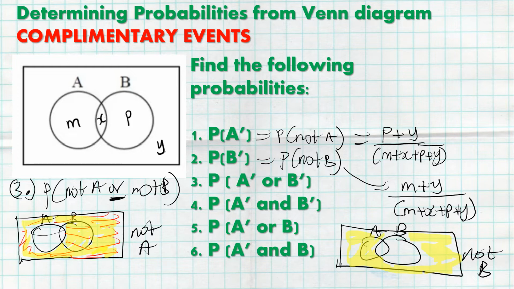What does "or" mean? So we said that "or" means the union, right? You take everything in those things, in not A and in not B. So we're just going to take everything that belongs there, because it's "or," it means union. So what belongs here? We have P, we have Y here. What belongs here? We have M. Here we have M. Sorry about that.